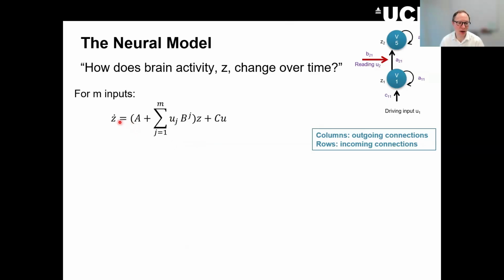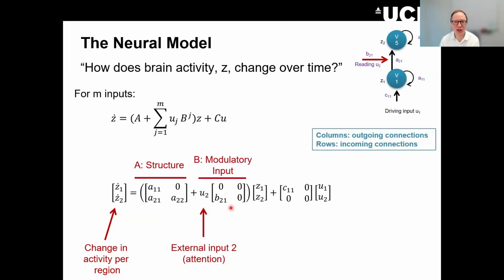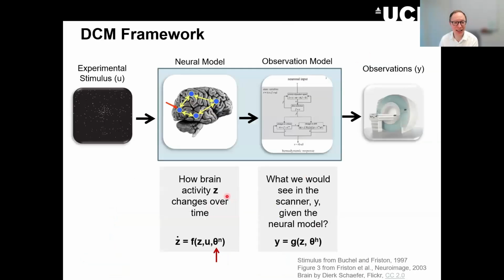The rate of change in each neural population is equal to three sets of parameters in the model, A, B, and C. A is the structure of the network, in other words, which connections are connected to each other. B is the change in those connections due to each experimental task, and C is the driving input. In the formula, there's a summation symbol because we're summing over the M experimental conditions. If there were 5 experimental conditions, we'd have 5 B matrices. And ultimately, that's it for the neural model.